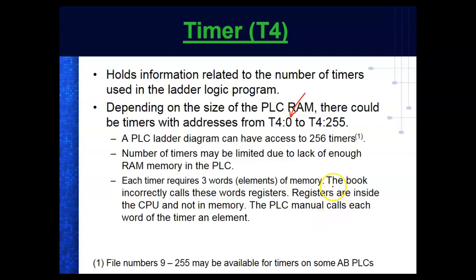By the way, the book refers to this wrong. The book incorrectly called these registers. Registers are actually inside the microprocessor. If you look at the manuals, they do not use the term registers. They call these elements. So every timer you put in requires 3 words of memory. And you can have up to 255, from 0 to 255. You can have 256 of them. But anytime the book uses the term register, you need to replace that with element, because you can look in the manuals from now to doomsday and you won't find that term. Are we okay?